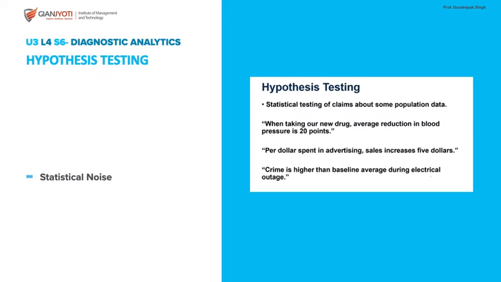Now, I gave you this case study because we would like to build a hypothesis, which the scientists built for Volkswagen car emissions. So, why do we use hypothesis testing? It is very important. The sole purpose is to know whether the variations that we are seeing are statistical noise, a coincidence, or whether what is claimed is right. Now, how can we use it? Statistical testing of claims about some population data. That is how we do hypothesis testing.